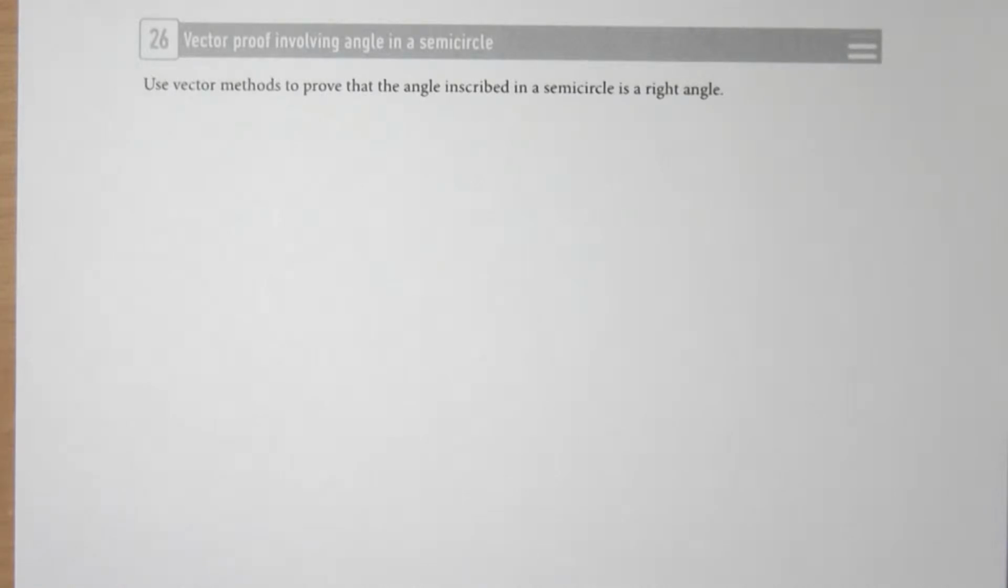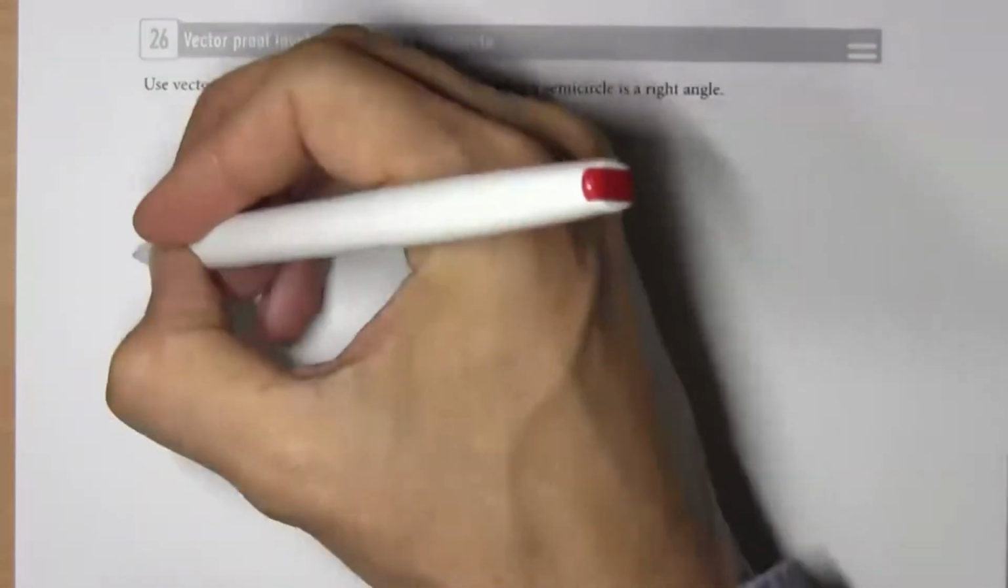Now this example is one of the ones that's explicitly mentioned in the syllabus that you have to be able to prove. The wording here doesn't quite match the syllabus, but you need to recognise it as the same question. Use vector methods to prove that the angle inscribed in a semicircle is a right angle. What does this mean? Let me draw the diagram.